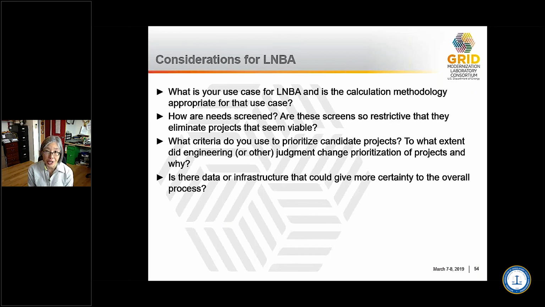Okay, if we go to the next slide, these are some of the considerations that you might want to take into account if you are having your region look at locational net benefit analyses and working through a process like this. And then, Carrie, maybe we can just go to the next slide, which is resources.